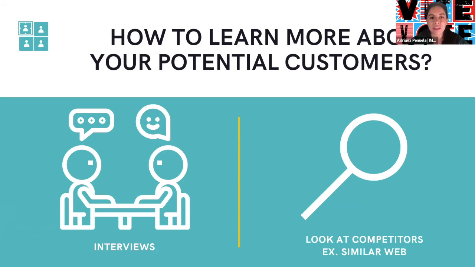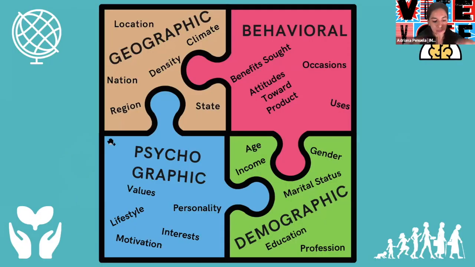Thank you. So, okay, let's go into the matrix for segmentation. For segmentation, you have 4 main buckets. You have your geography, think of where are people located? Are they in California? Are they in the Midwest? Are they global? Is it a nation? Is it a region? Is it climate related? Is it dense or not?